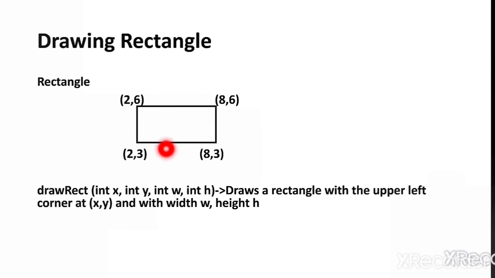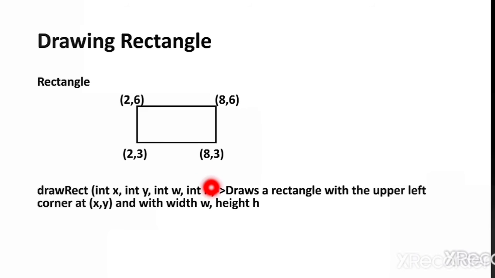So these sides are of length 4, and if you calculate the difference between these 2 points and these 2 points, it is going to be the same. The difference is going to be the same. Hence the sides are of the same length. In such a way you should select the points for the rectangle.